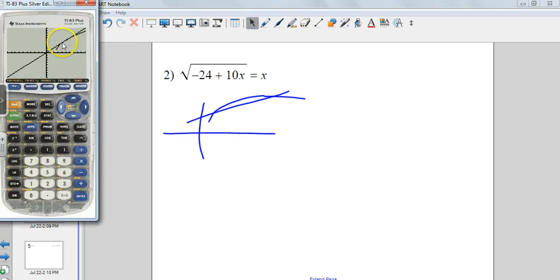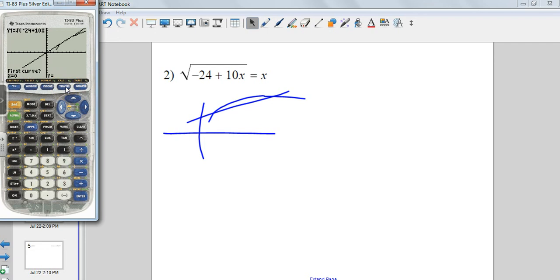It looks like this line crosses this curve in two places, like maybe right here and maybe right here. And if you weren't sure, you could zoom in or adjust your window to get a better picture. But I'm here to tell you there are two answers to this problem. So we're going to do it the same way. We're going to go to second trace, and we're going to pull up intersect.